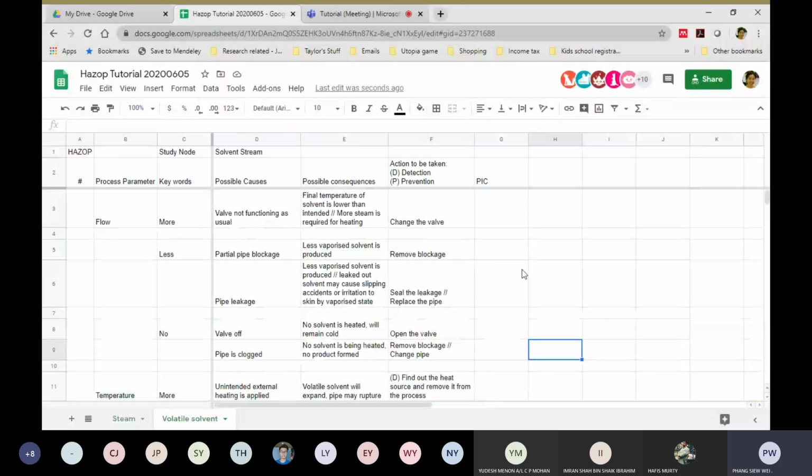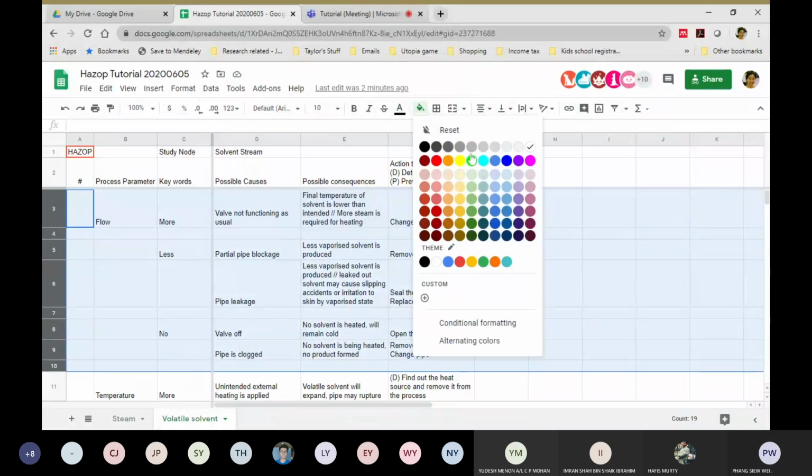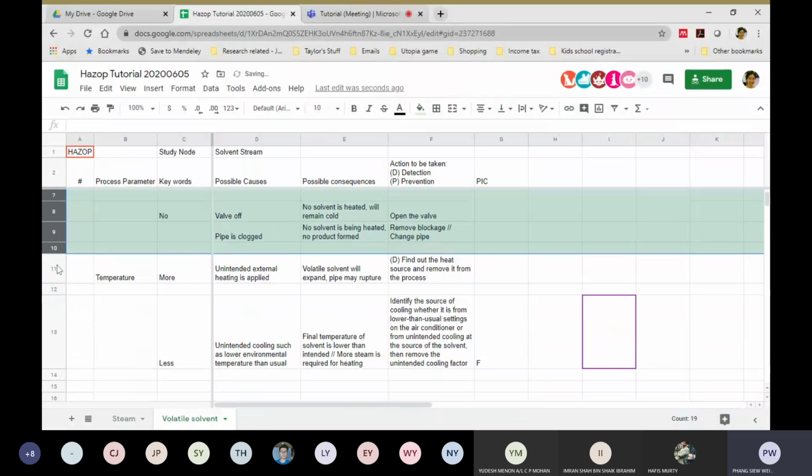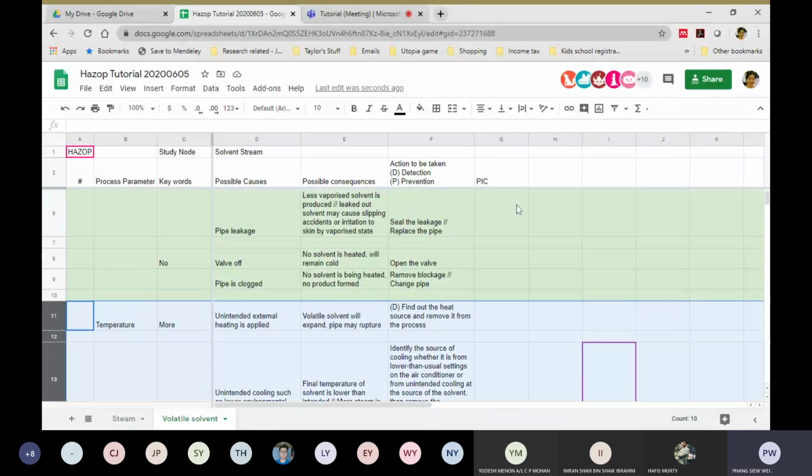Let's take a look at the volatile. Oh, we have quite a good completion here as well. So let me color code them so that I know which one is which color. So we have flow here, and we have temperature. Okay, so in this case, we only look at two today.